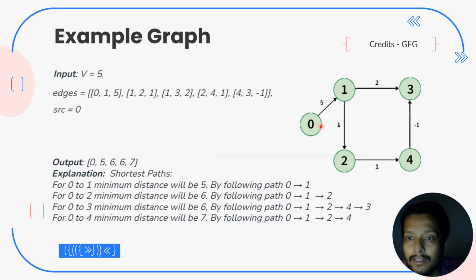From 0 to 3, let's see, 0 to 1 and 1 to 3, this is one path. The second path is 0 to 1, 1 to 2, 2 to 4, and 4 to 3. Now, if you check this path, what you can see is the cost is 5 plus 1 plus 1, 7, minus 1, 6. Whereas, if I check the other path, then the cost will be 5 plus 2, which is 7. So again, I'm going to pick this path because it is the minimum. And again, similarly for 0 to 4, I'm going to pick this path. So this is how it is working.